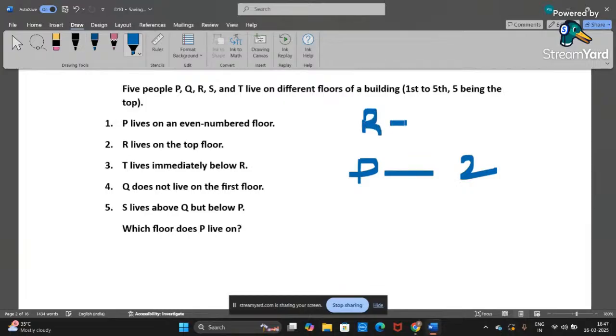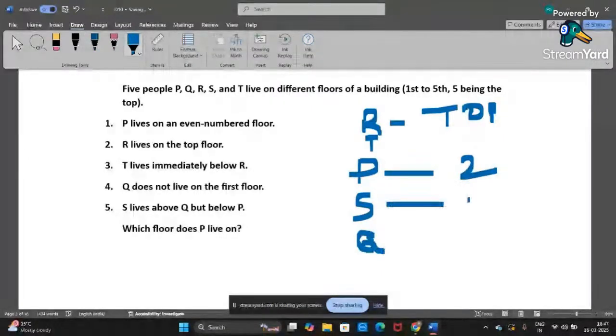R lives on the top floor. T is immediately below R. That means Q does not live on the first floor. S lives above Q but below P. That means S will be here, Q will be here. If it is 2, then this will be first floor and this will be ground floor.